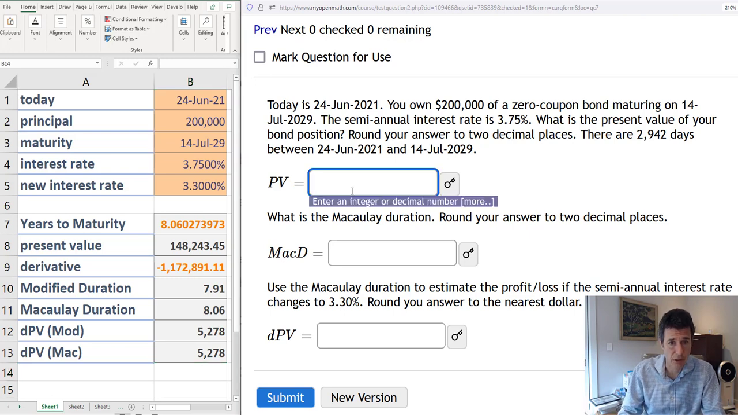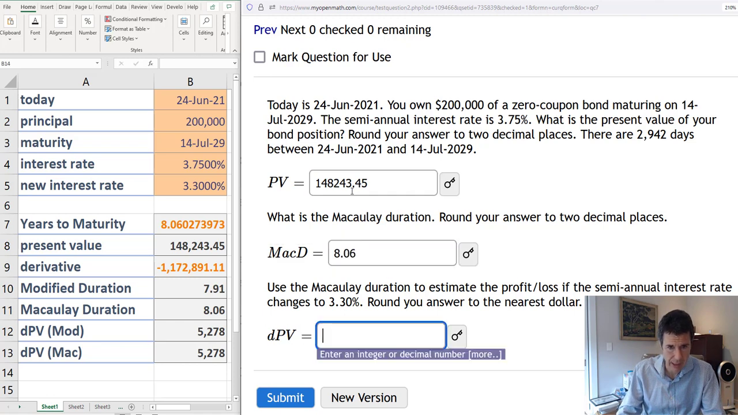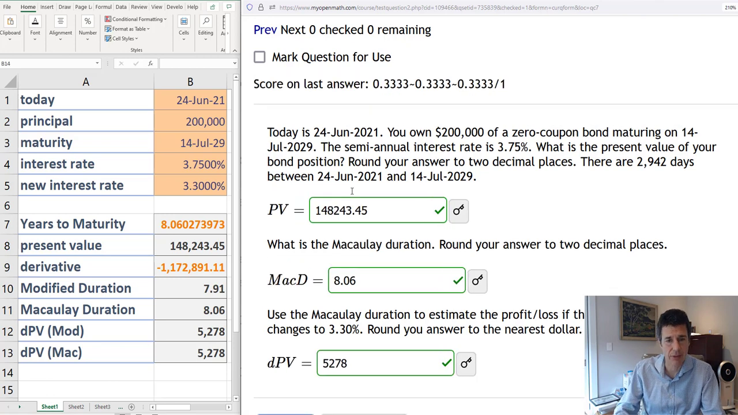So let's just check our work here. This present value should be 148,243.45. The Macaulay duration is 8.06. And the estimated change in profit and loss, or the present value, 5278. Check. Got everything right. Looks good.